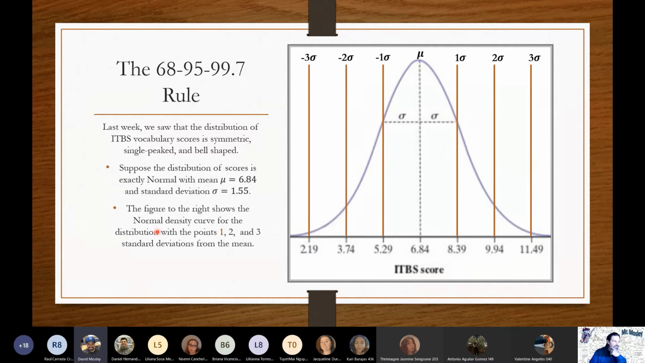The figure to the right shows the normal density curve for the distribution with the points 1, 2, and 3 standard deviations from the mean. So along the bottom, I have the actual number values. And along the top here, I have how many standard deviations to the right or to the left those numbers are. It creates this kind of like gridded area for us to use.